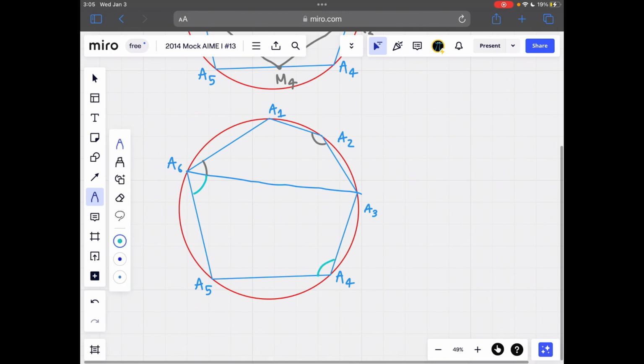So it's clear that each pair of angles I've marked with the same color has sum equal to pi. The gray angles have sum pi, and the cyan angles have sum pi as well. So if we sum them, we get angle A2 plus angle A4 plus angle A6 in this hexagon is equal to 2 pi. And that's true for all cyclic hexagons A1, A2, A3, A4, A5, A6. We have angle A2 plus angle A4 plus angle A6 is equal to 2 pi.